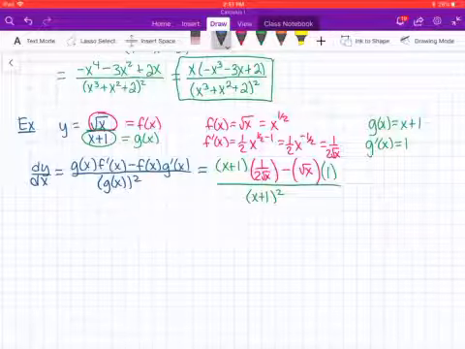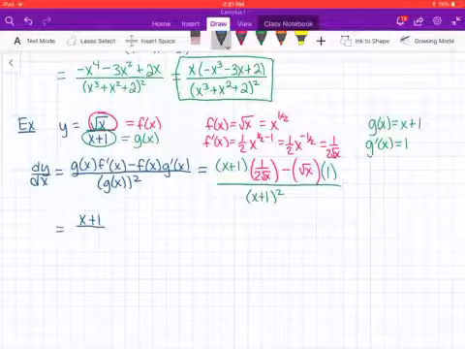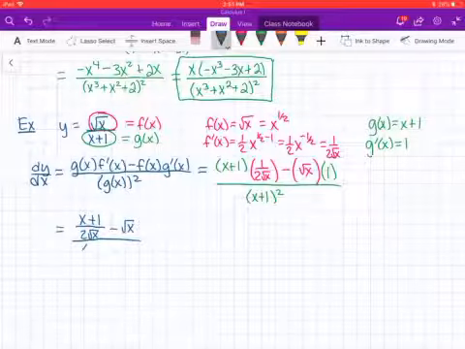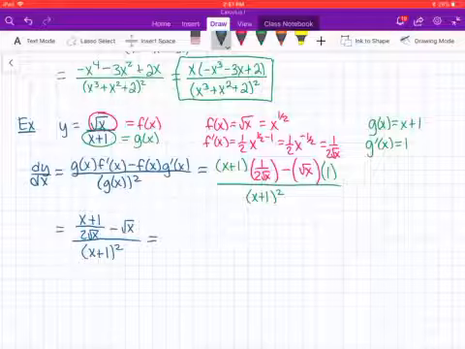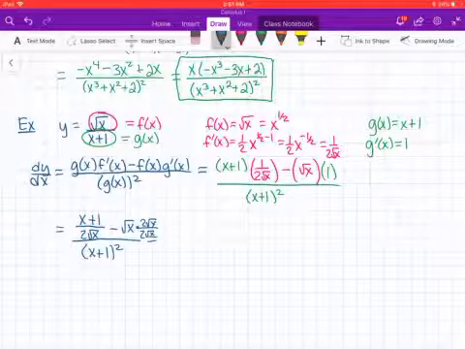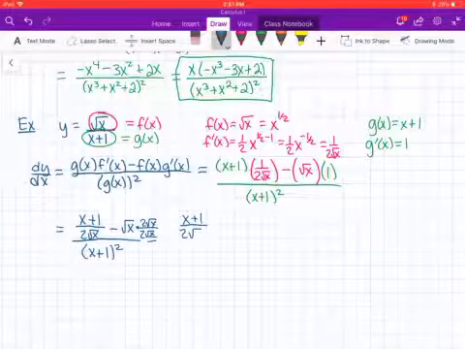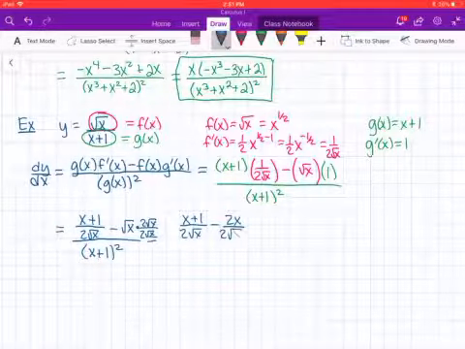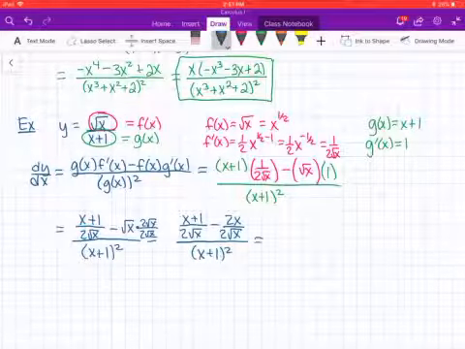And then, now we just have to focus on simplifying the top here. So the top is x plus 1 over 2 square root x minus the square root of x, all over x plus 1 quantity squared. Now let's write that as one fraction. So we have to multiply this by 2 square root x over 2 square root x. And we got x plus 1 over 2 square root x minus 2x over 2 square root x when you multiply across. And then in the bottom, it's just along for the ride.